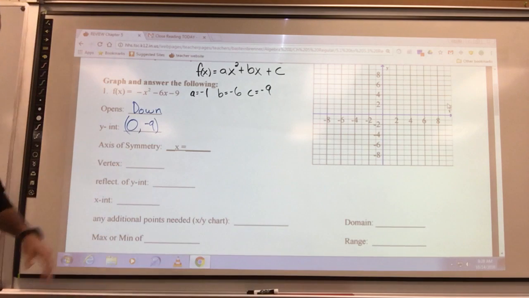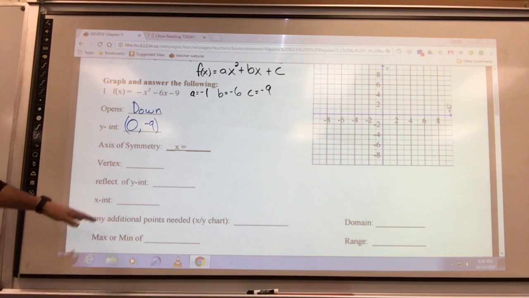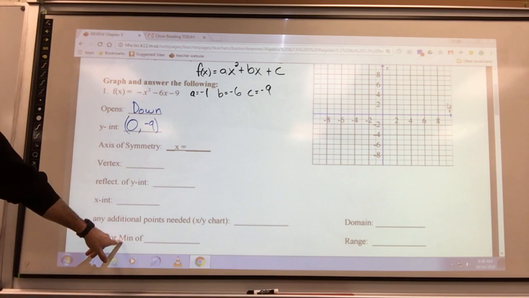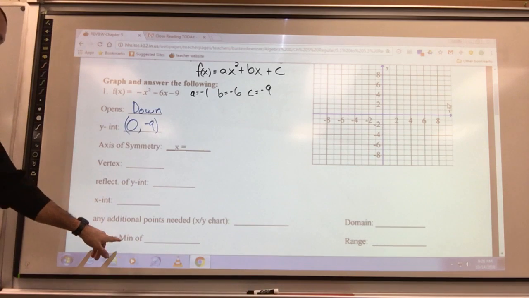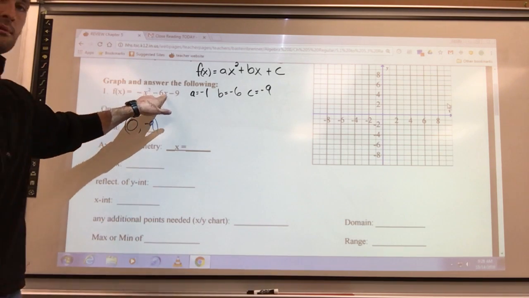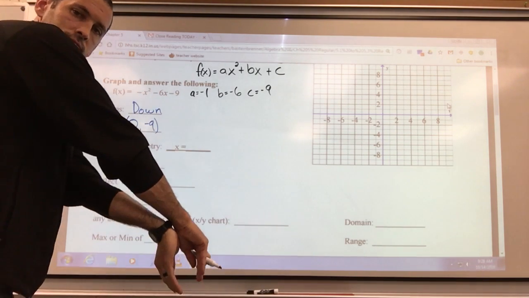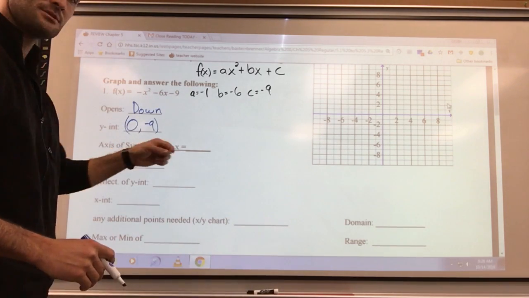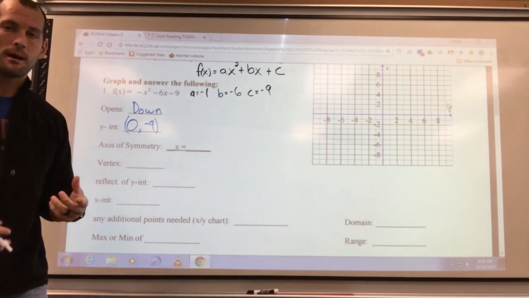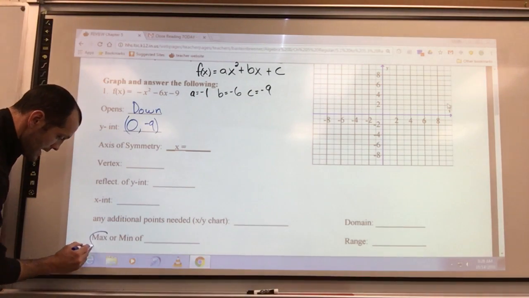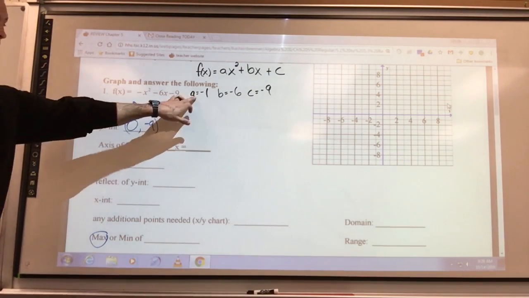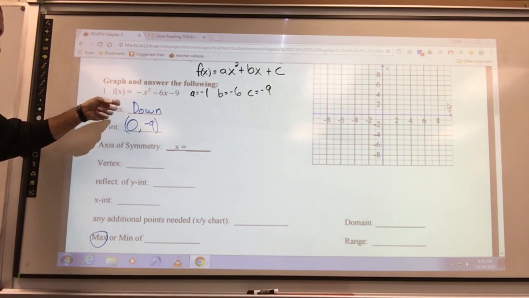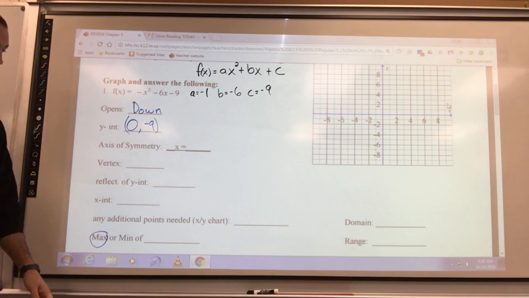All right, I'm gonna have to work for the axis of symmetry. I'm gonna have to work for the vertex. I'll have to work for the reflection of the y-intercept. I'll have to work for the x-intercept. We'll talk about this in a second. Min or max. Now, you don't know the value min or max, but you do know right now, this is a parabola and it opens down. There it is. If it's opening down, then my vertex will sit at the top of my parabola, making it a maximum value. So, because A is negative, immediately I know I open down and I have a max value.